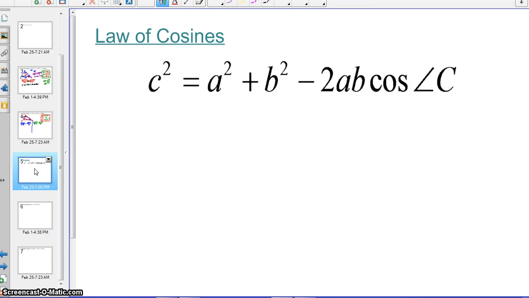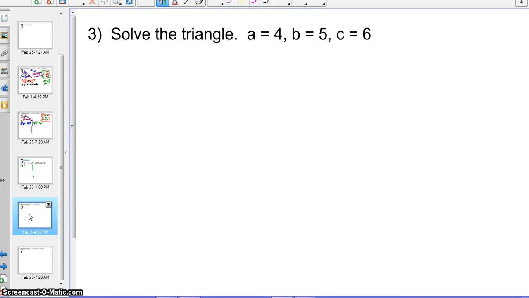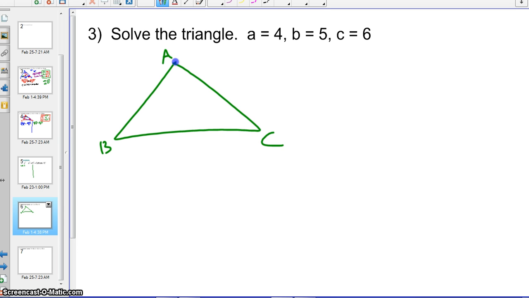The next one is the law of cosines, and we have to use this one when we are given different information. And one of the first ones is side, side, side. If we look at the first triangle that we're given here, we have side is 4, side is 5, and side is 6. So we can see here that we need to find angle A, angle B, and angle C.